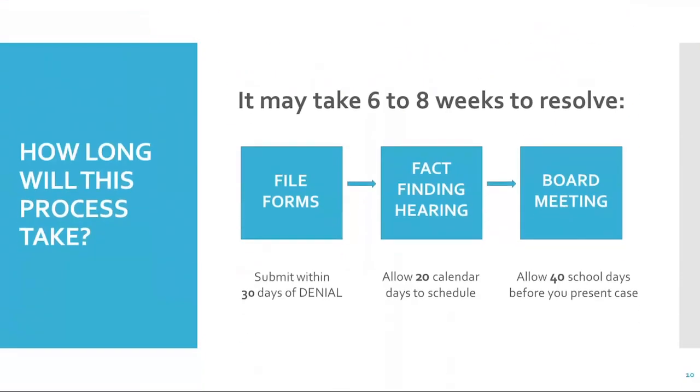This process may take up to 2 months. It will not happen overnight. That's why deadlines appear early. Once you've submitted your timely forms within 30 days of denial, allow 20 days to invite participants to the first hearing to gather the facts. If the appeal cannot be resolved, then your case goes on to the next available board meeting. Allow 40 days for filling out the forms and to proceed to the board meeting.